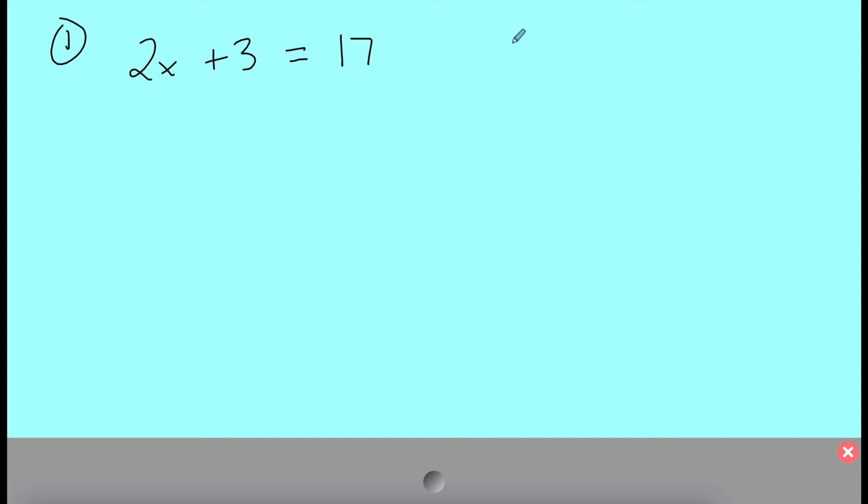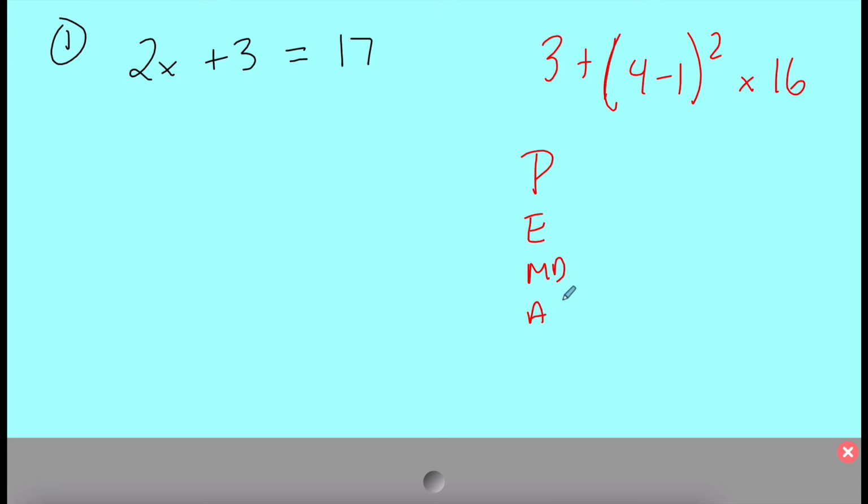So in a normal problem where I'm not solving for x, where I'm just doing math, like 3 plus, in parentheses, 4 minus 1 squared, I don't know, times 16. When I'm doing this problem, I use PEMDAS, the order of operations. Parentheses, then exponents, then multiplication and division, followed by addition and subtraction.